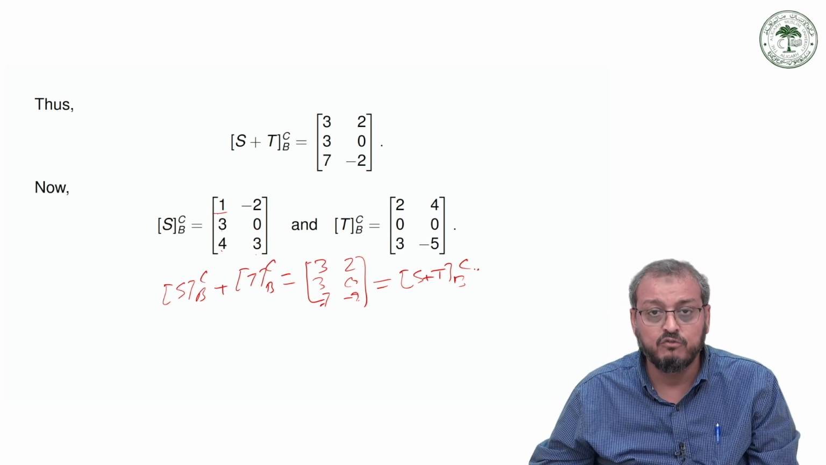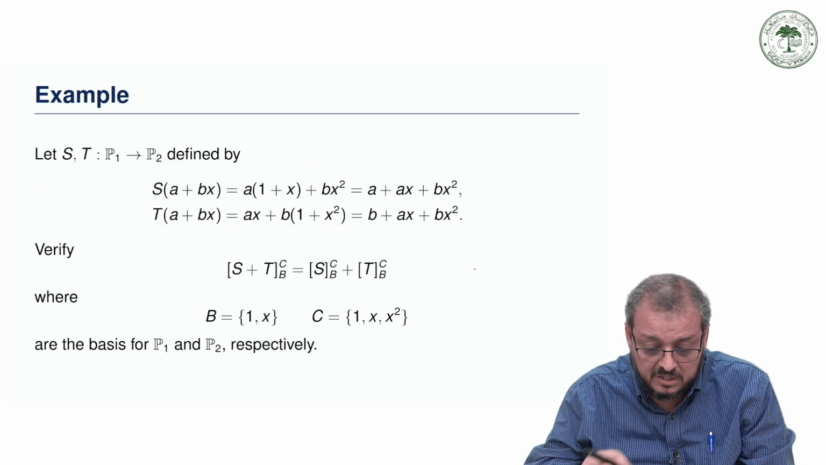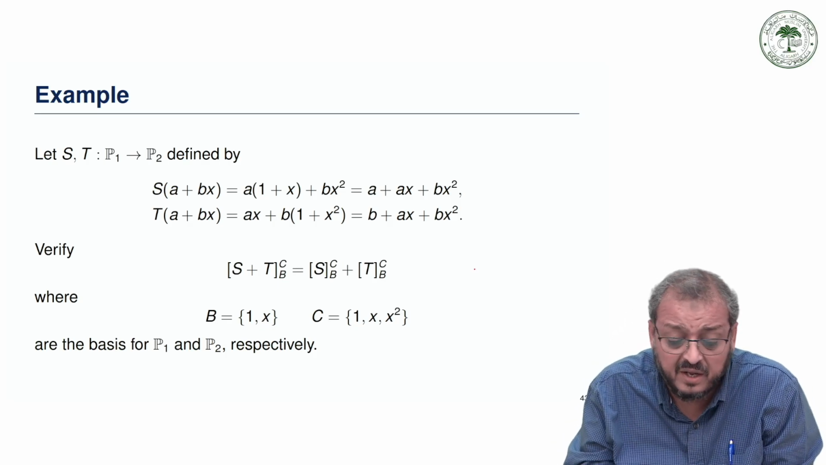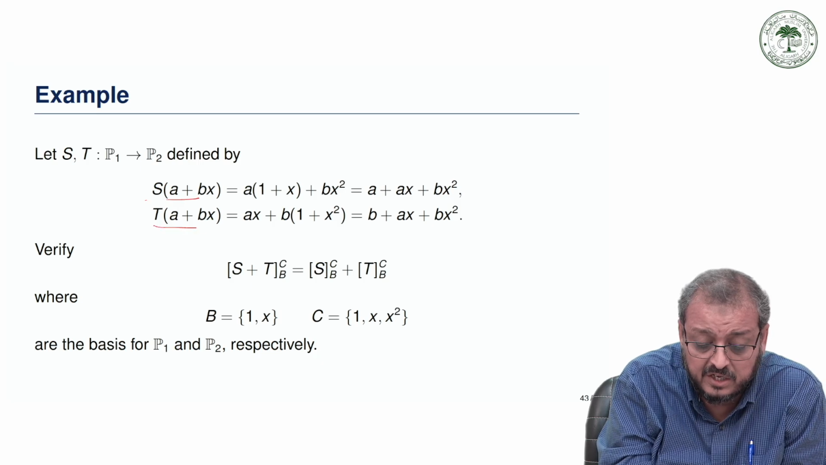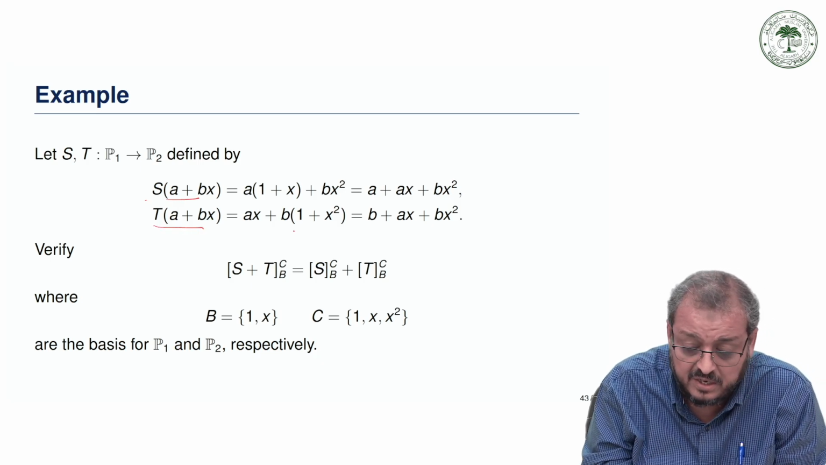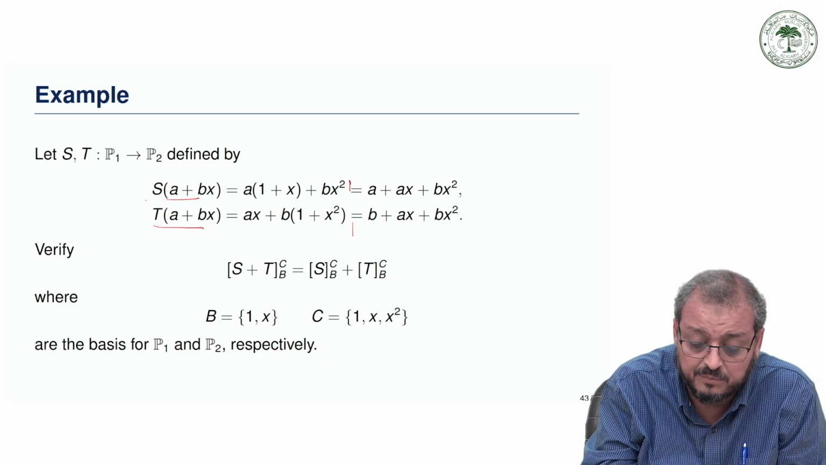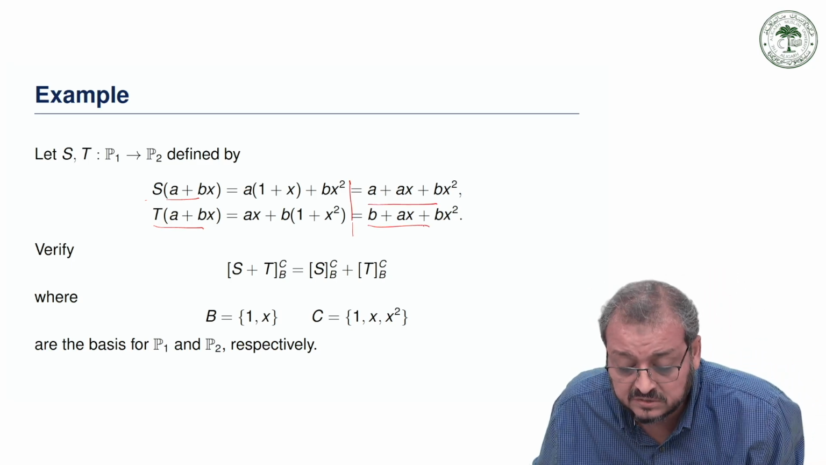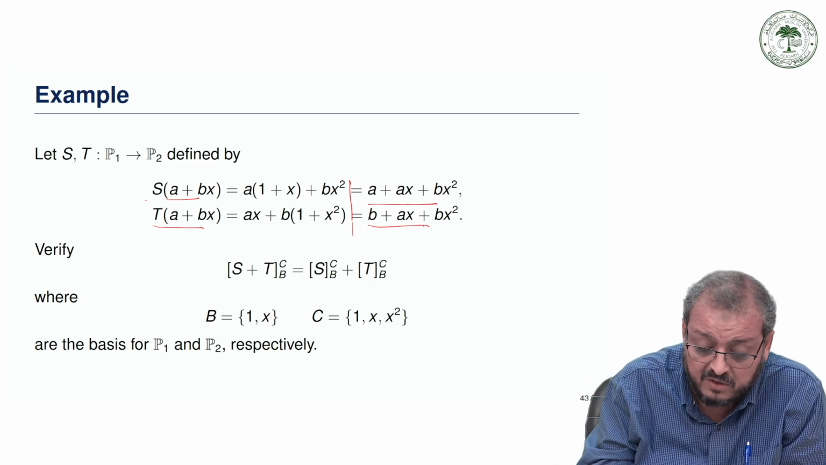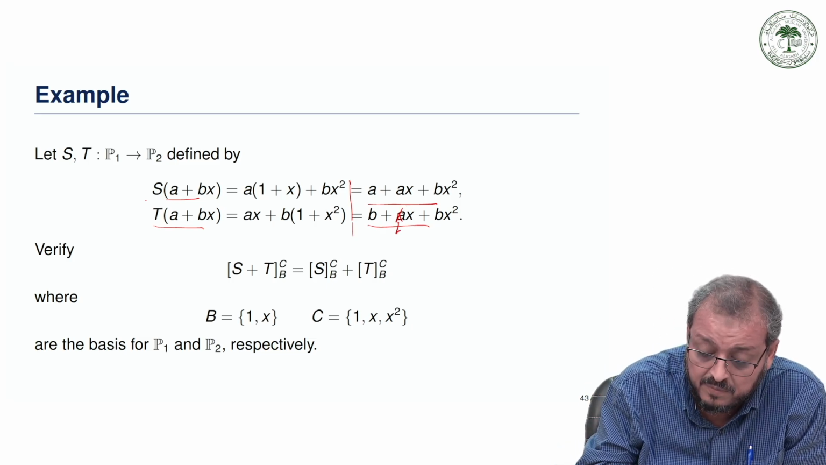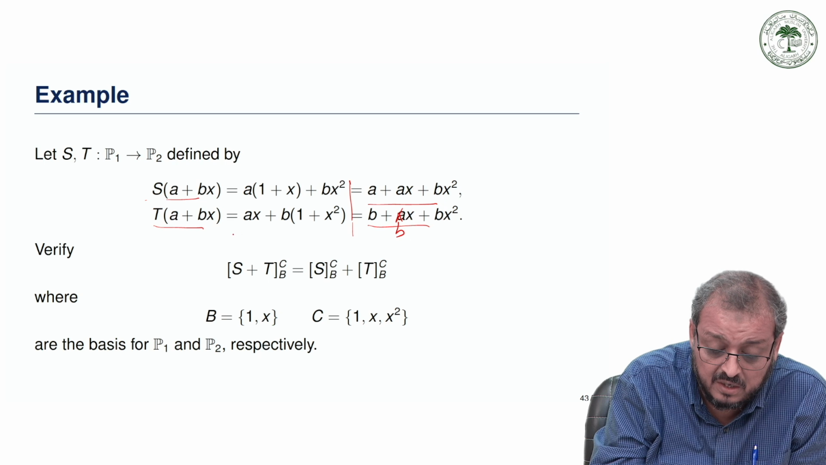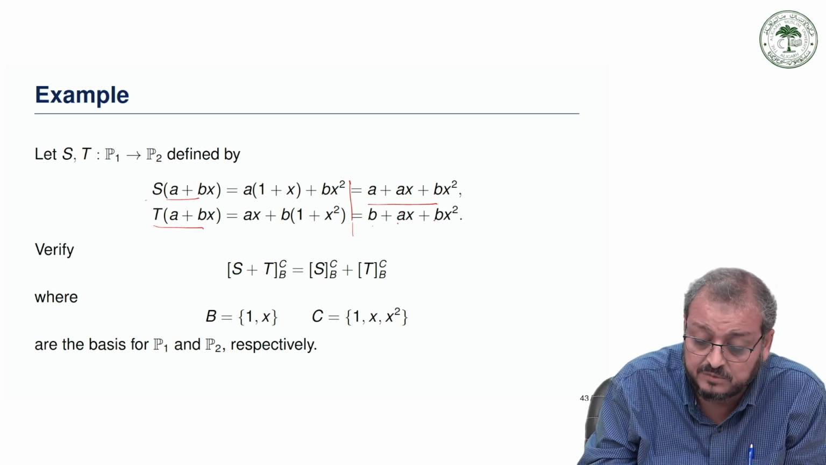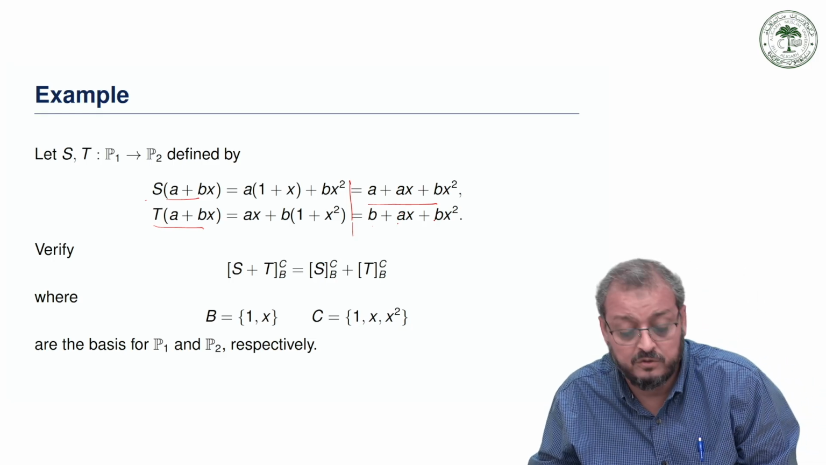Okay, I will try one more example. Let's just take the polynomials case, a very simple case. I take S of A plus Bx and T of A plus Bx defined in the form like this. I simplify it: A plus Ax, Bx square. Sorry, this is clearly correct. I take A plus Bx plus x square, and this is defined in this form.